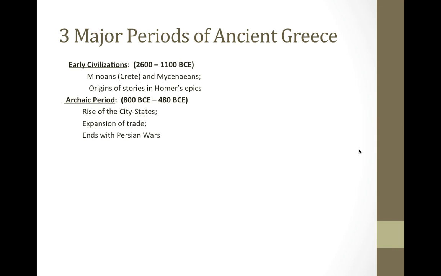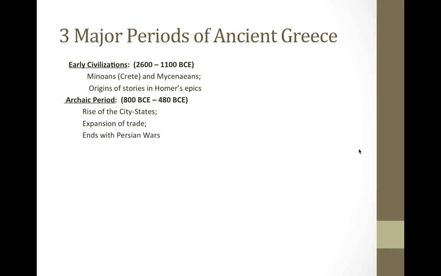They spoke the same language and they worshiped the same gods. Those are the big things that the city-states have in common. Other than that, they're in many ways very different places. We also see during this period the expansion of trade, Greek trade networks that will extend farther and farther across the Mediterranean, east and west.